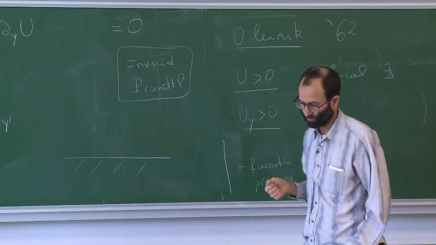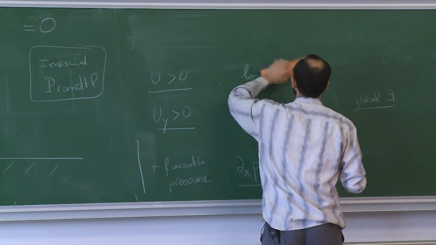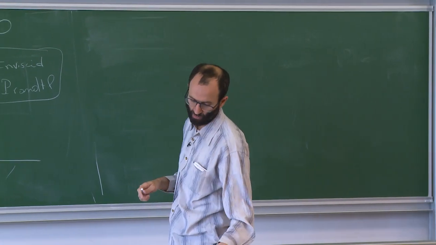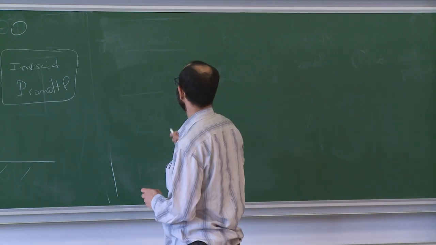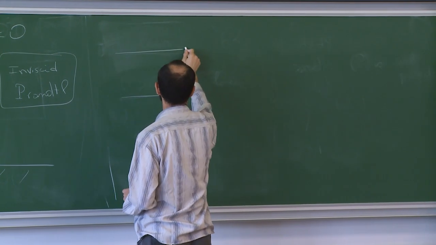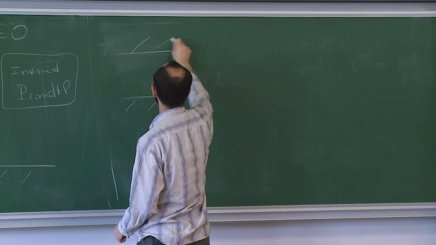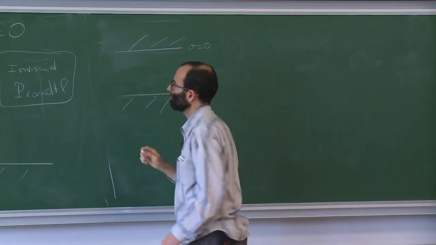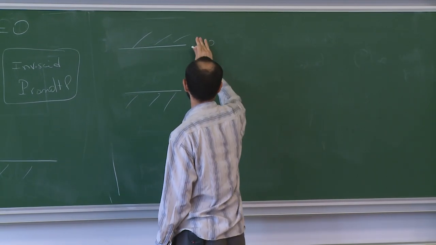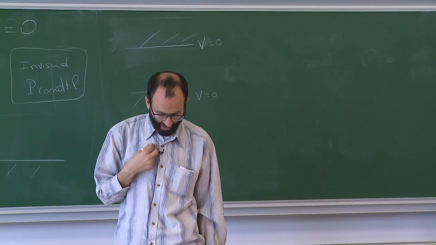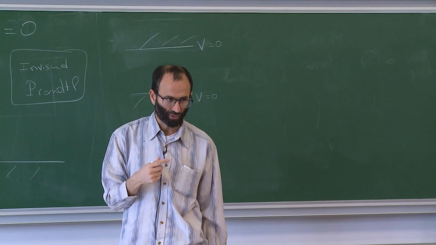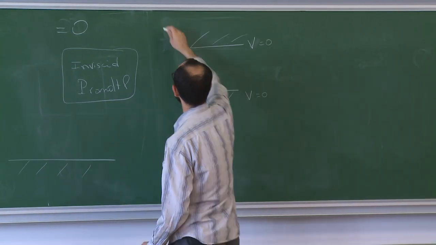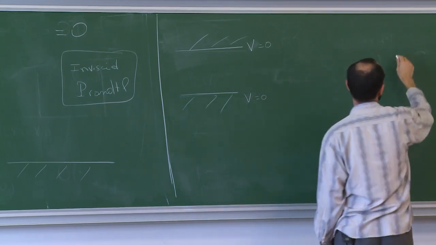There is another model, the so-called hydrostatic Euler, which is exactly the same equation. Usually we put the pressure, but we take it between two plates. So the domain is this. And then we impose that V, capital V, is equal to 0 here and V equal 0 here. And here we put a pressure term. The pressure is not determined. So this is Inviscid Prandtl, this is hydrostatic Euler.